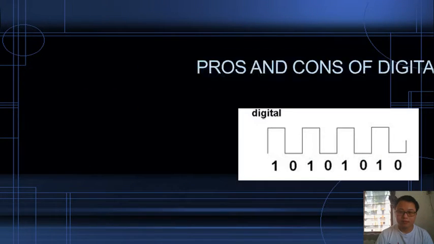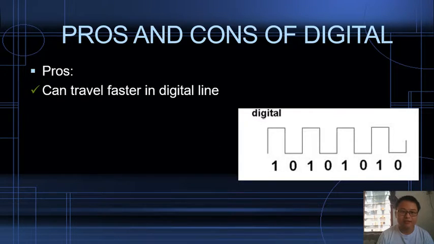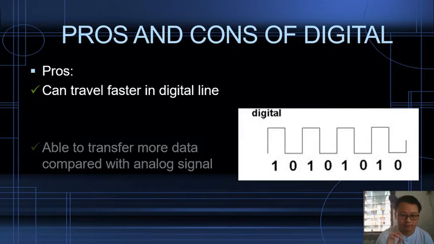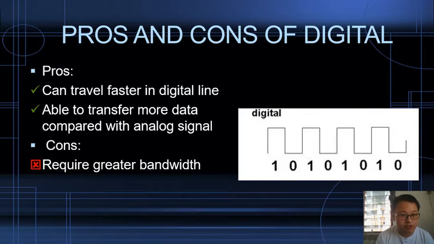So now let's talk about the digital advantages and disadvantages. The advantage of digital signal is that it can travel faster in a digital line by its nature, and it's able to transfer more data compared with analog signal. And now let's talk about the disadvantages. It requires greater bandwidth. As you can see in the advantages, it can travel faster. To make things transfer faster in a digital line, the bandwidth needs to be higher.